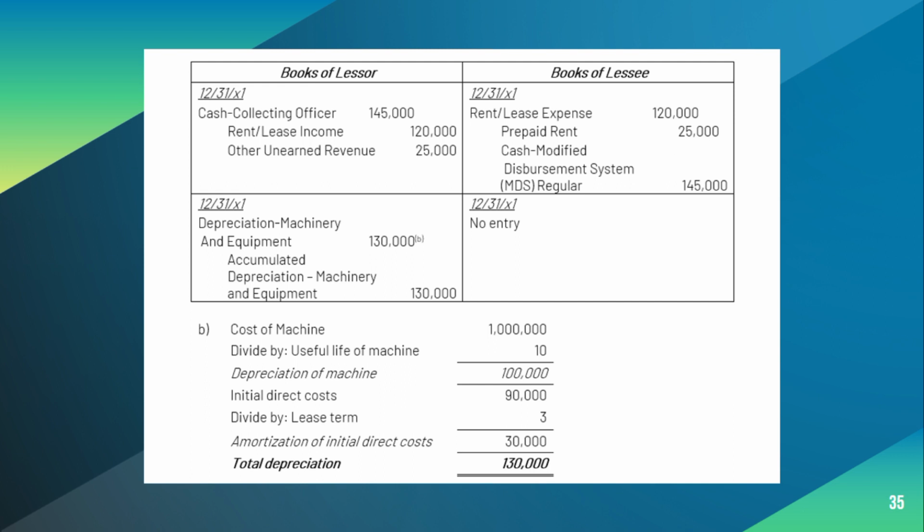It comes to depreciation of the machinery and equipment. The lessor will debit it amounting to 130,000. Computation is shown below. In the books of the lessee, there will be no entry.